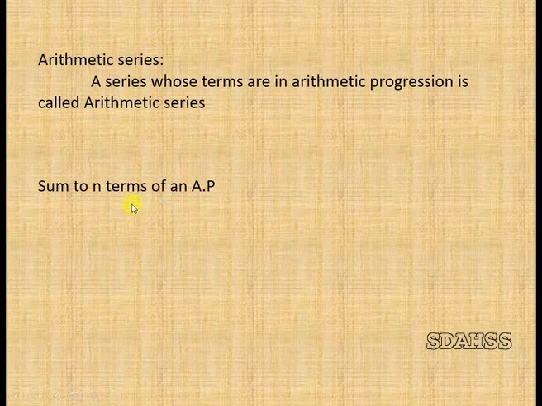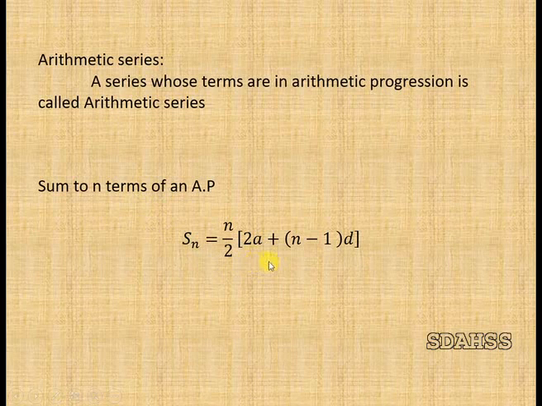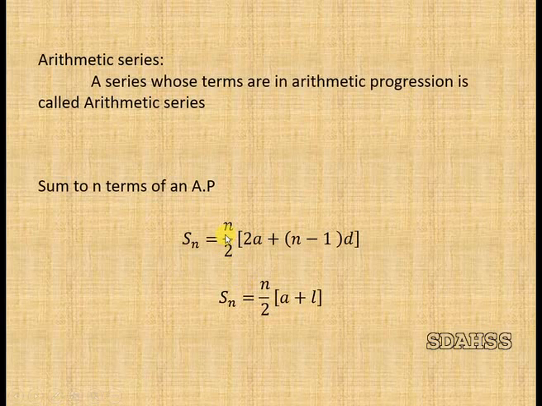Sum to n terms of an AP. Sn is equal to n by 2 into 2a plus n minus 1 into d. Sn is equal to n by 2 into a plus l. Here n means number of terms, a means the first term, d means the common difference, and l means the last term.